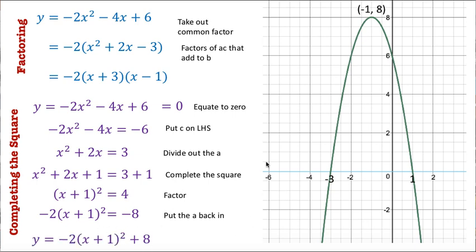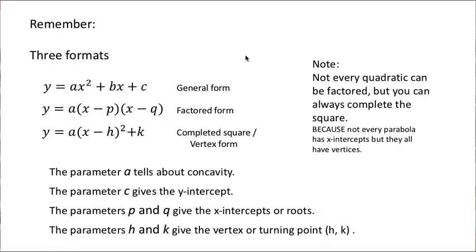Okay, so pause the video, look at that carefully, and practice with some other examples if you need to. Right, in our little summary, you've got 3 different formats: general form, factored form, and completed square form or vertex form. A tells you about concavity, C tells you what the y-intercept is, P and Q tell you what the x-intercepts or the roots are, HK tells you what the vertex is, and H is also -b on 2a.